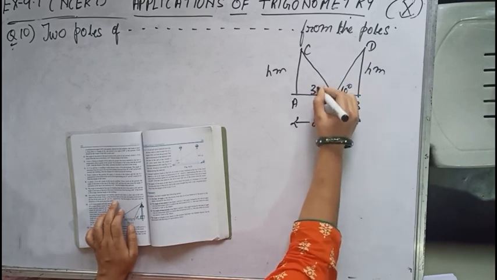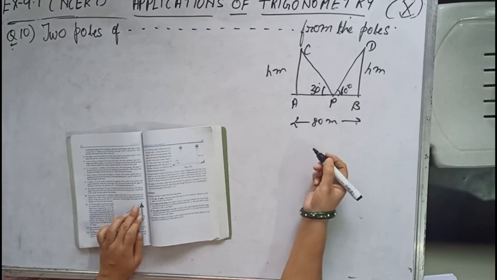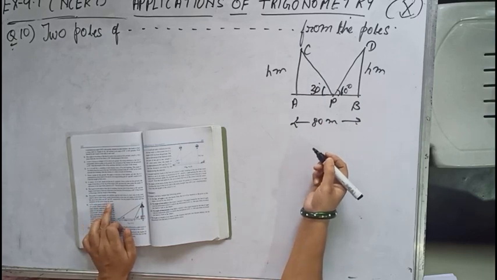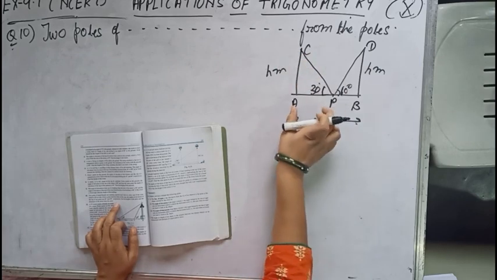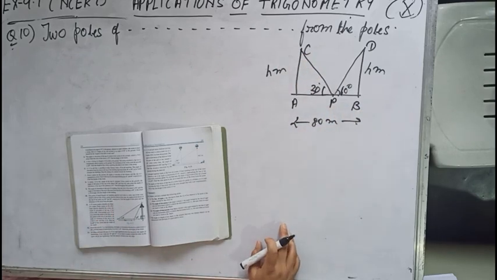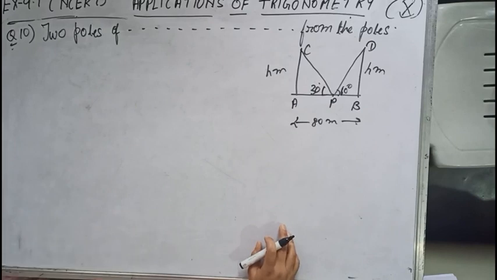60 degree and 30 degree. Find the height of the poles and the distances of the point from the poles. So we have to find H, AP and BP. So first understand the question and draw the figure, and only then proceed.